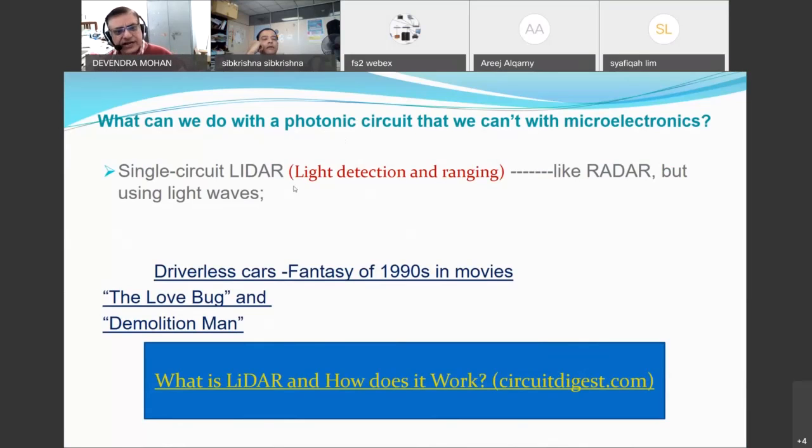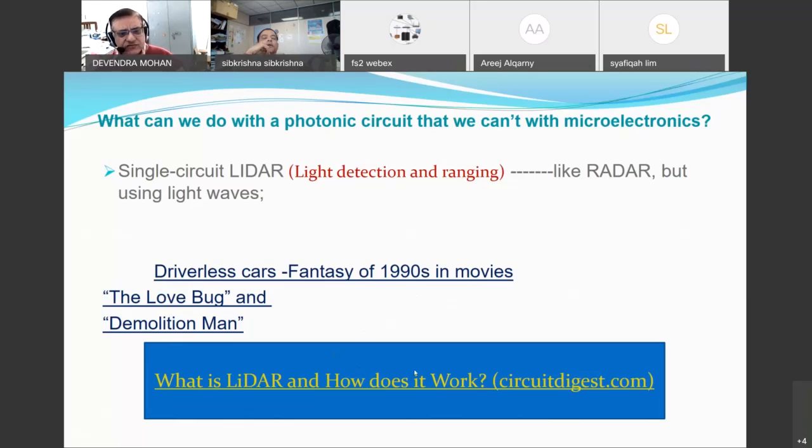Driverless cars have been the fantasy of the 1990s, and you must have seen certain English movies, The Love Bug and Demolition Man, where driverless cars are being used. Since it has been the fantasy in 1990, but today, in December, I must tell you that this is coming to reality. I will tell you the news that permission has been granted to one firm to go ahead with the trials of the driverless cars.